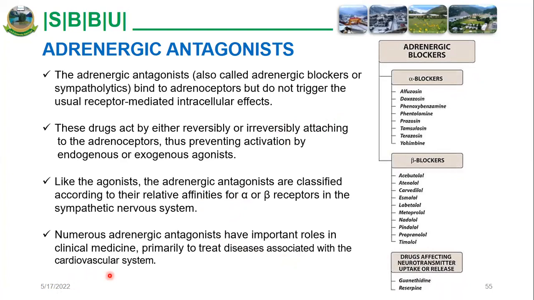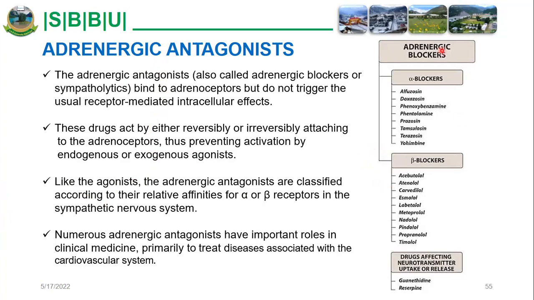Mostly those diseases that concern the cardiovascular system can be treated with these blockers. Alpha blockers are mostly for lowering pressure. Beta blockers are for cardiovascular disease, affecting contractility, positive inotropic and negative inotropic effects, like in congestive heart failure.